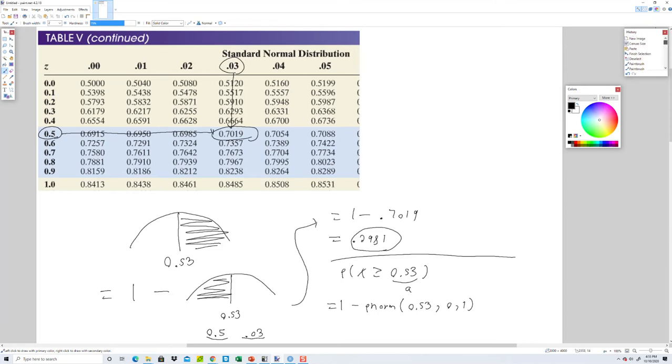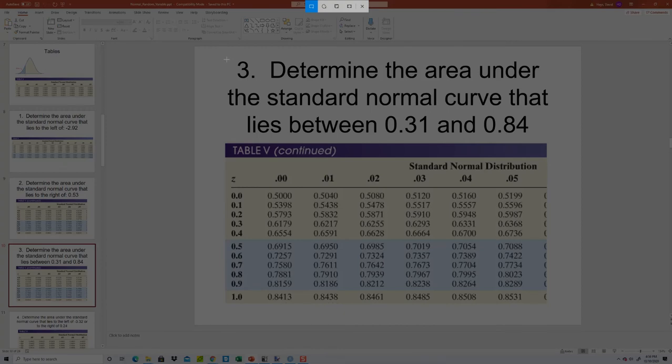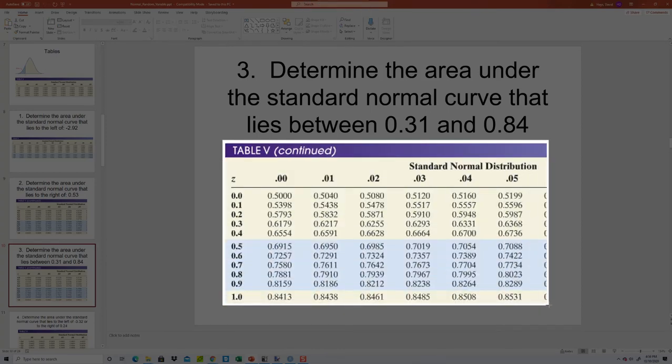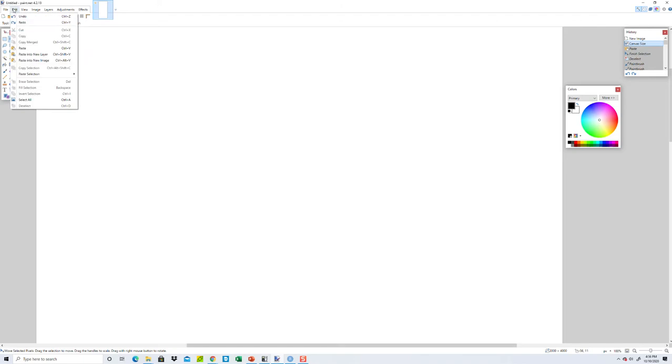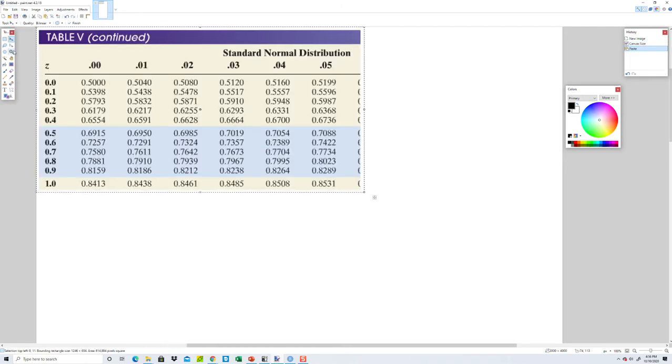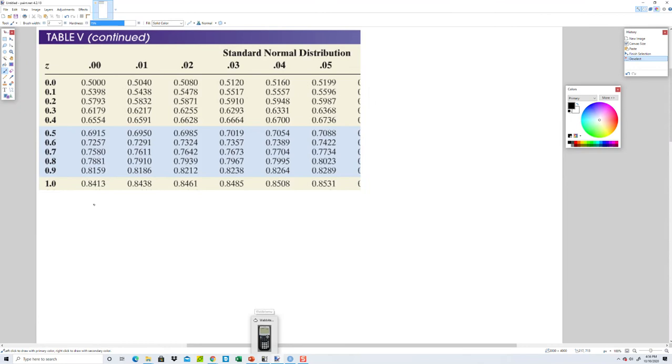Okay, let's take a look at the next one. Number 3 here says determine the area under the standard normal curve that lies between 0.31 and 0.84. I'll copy, paste, and deselect. And this is between 0.31 and 0.84.